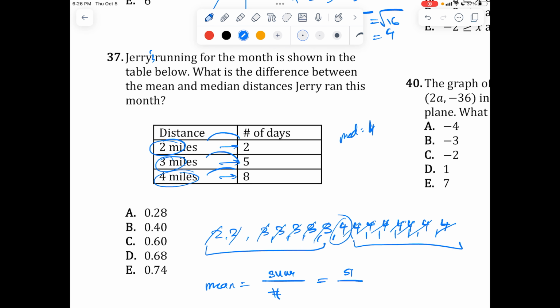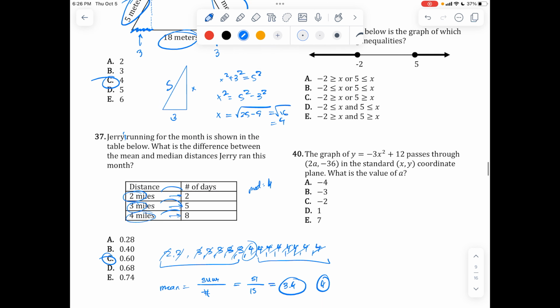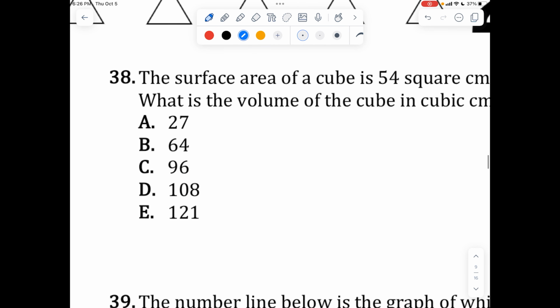What's the number of days equal? So it's 2 plus 5 plus 8 is 15. That gives me 51 divided by 15, 3.4. Okay, so what's the difference between 3.4 and 4? 0.6. All right, so you've successfully found the mean and median. You just find the difference.